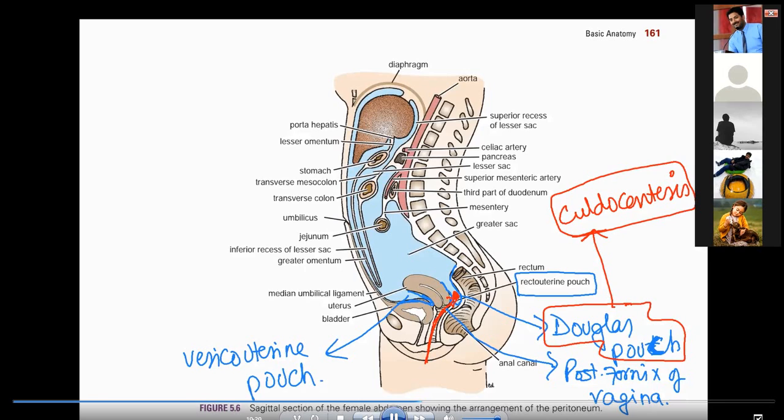So through the posterior fornix of the vagina, you can remove the fluid which is accumulating in the Douglas pouch. Maybe it is due to inflammation, due to tumor, or due to any other cause. Fluid will enter into this pouch, the Douglas pouch. When fluid enters into the Douglas pouch, you have to remove the fluid, and what you are going to do is enter through the posterior fornix of the vagina, and now you can remove that inflammatory fluid from that pouch. That process is known as culdocentesis. That is known as what? Culdocentesis. Is it clear to everyone?